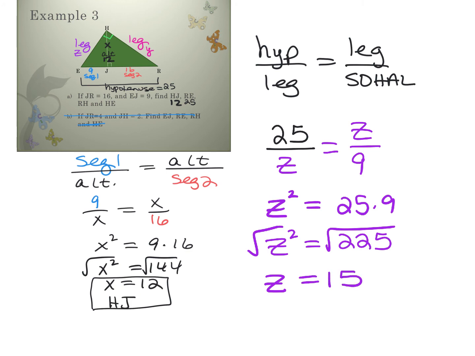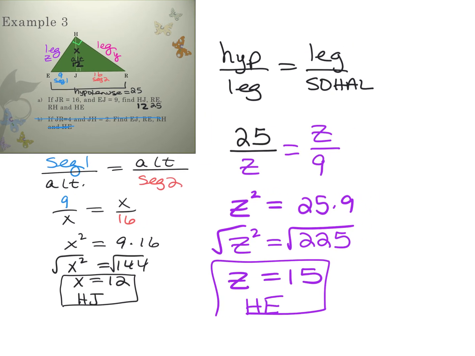Now, if the two numbers you're multiplying aren't perfect squares, then what I would do here is probably factor them, and then just get it in simplest radical form. So Z is the side HE. It's that leg up there. Now I got to do the pink one.